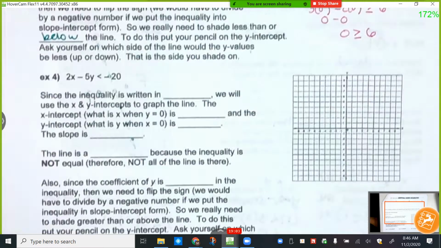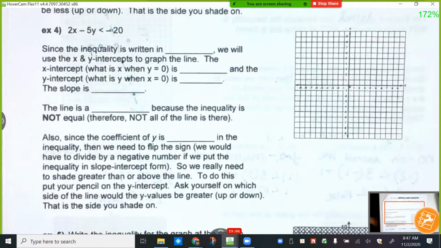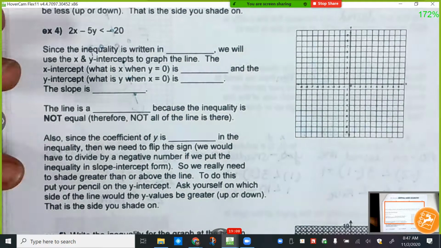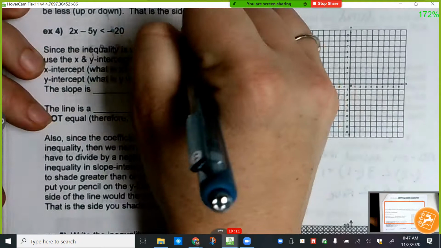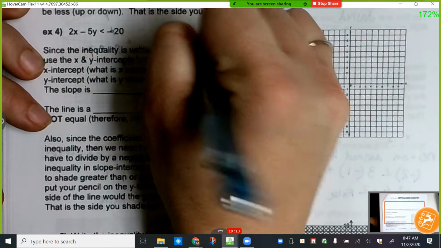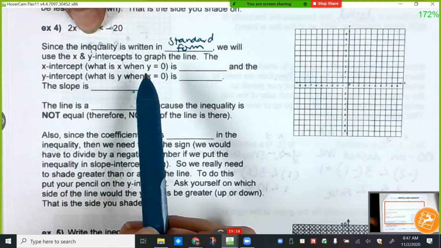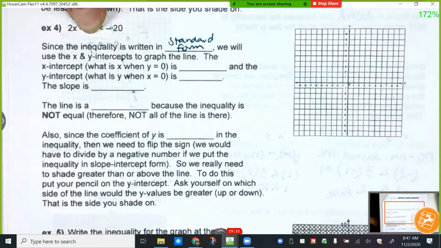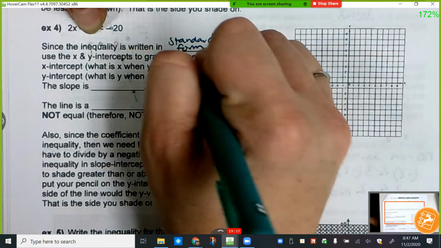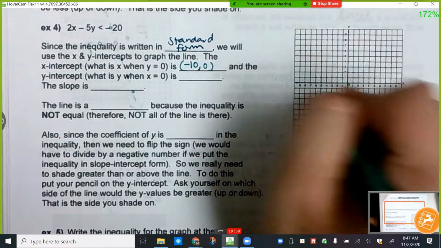So knowing that, we have this one. Since the inequality is written in standard form again, we will find the x and y intercepts. The x-intercept is when y equals 0, so I'm going to cover up y. What would I divide both sides by? What's in front of my x? 2. So when I divide negative 20 by 2, what do I get? Negative 10. So my x-intercept on my x-axis is negative 10.